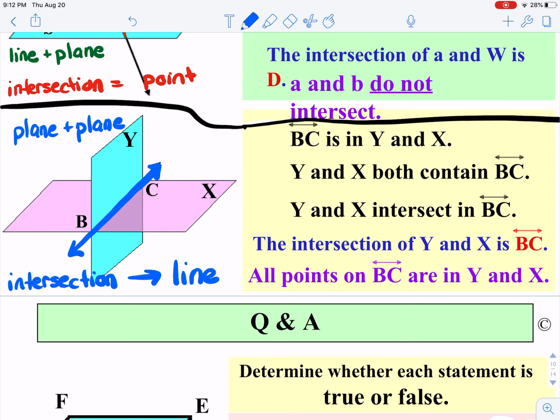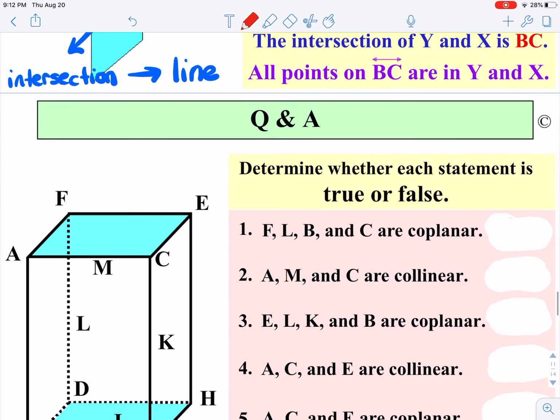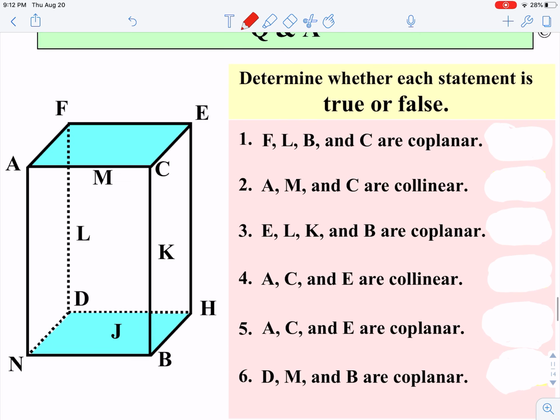Every single point that may be on here, they're never going to draw, it's impossible. There's an infinite number of points on here, okay? I can only draw so many, but all of them are contained in both planes, and that's important to remember. So let's practice some true-false questions. This is going to be like what your homework is going to end up including, these true and false questions.